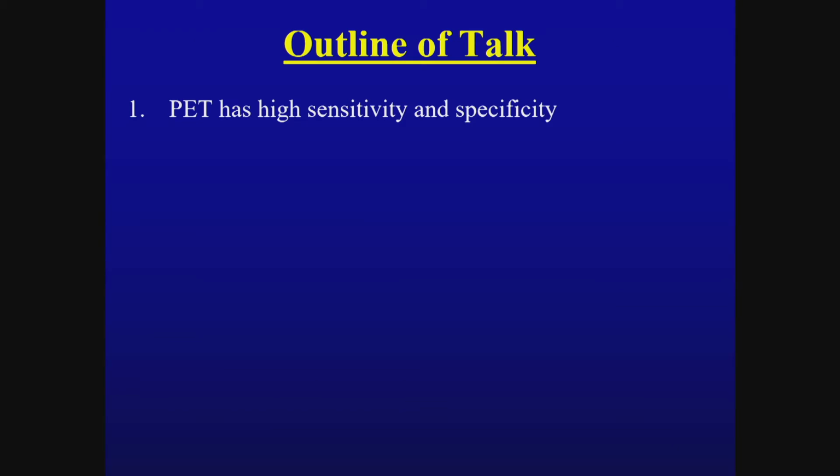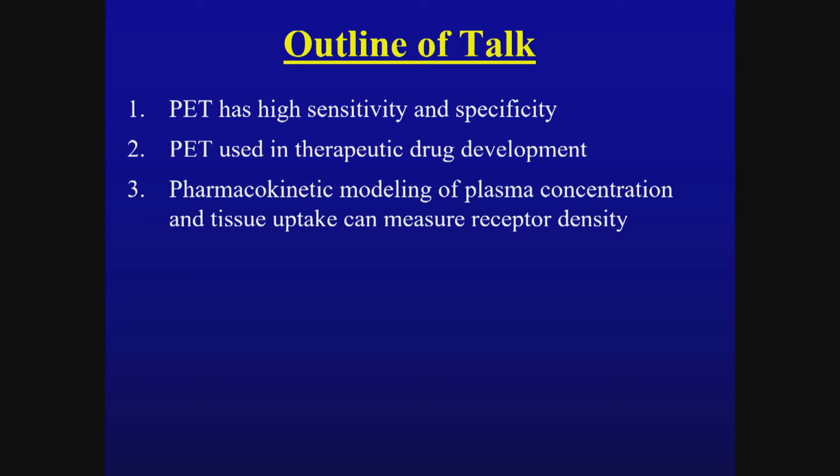What I will tell you today, I'll summarize at the beginning. And the first is to say that PET, positron emission tomography, is an in vivo technique with very high sensitivity and specificity. It can measure compounds present at very low concentrations in the body, and it can measure specific proteins labeled with radioligands. I'll explain how PET is currently used in therapeutic drug development, primarily to determine the appropriate dose to be given on phase 1 studies.